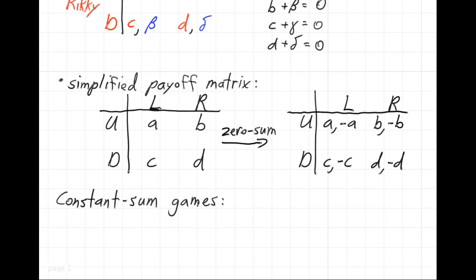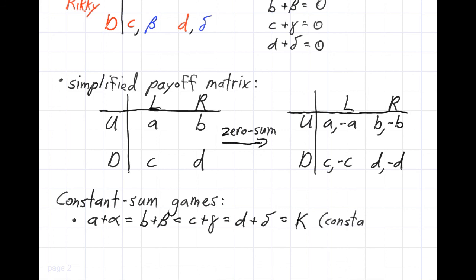They're very much the same as zero-sum games, the only difference being that the payoffs don't have to add up to 0, but they have to add up to the same constant for all the boxes. So A plus alpha still has to be the same as B plus beta and the rest, and that has to equal, let's call it K, some constant. If K is 0, we're back to a zero-sum game.